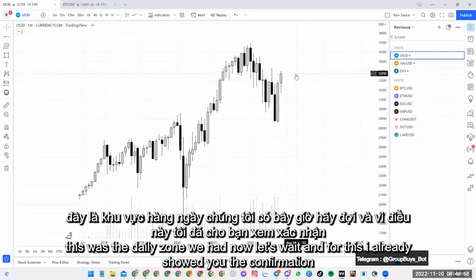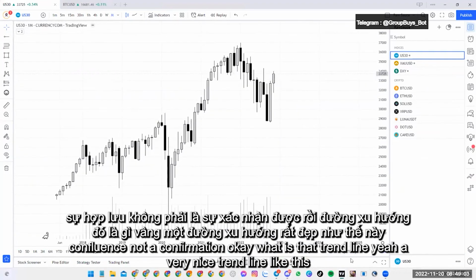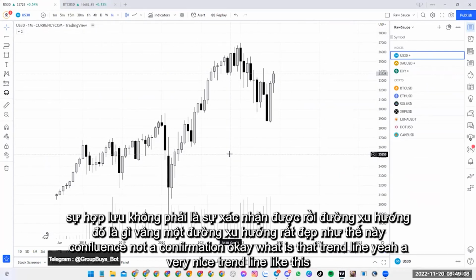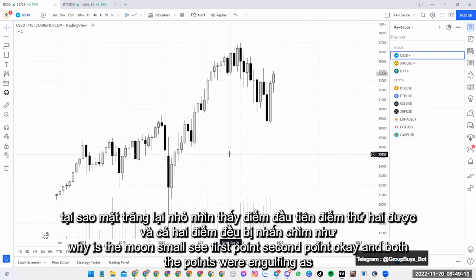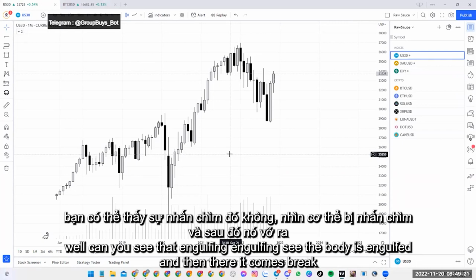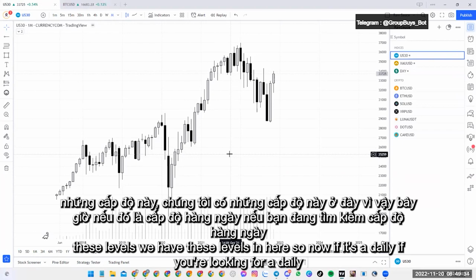Now let's wait. And for this, I already showed you the confluence, not a confirmation. What is that? Trend line. A very nice trend line like this. See, first point, second point. And both the points were engulfing as well. Can you see that? The body is engulfed. And then there it comes. Break. Then we are expecting it to retest. So there we go, we have these levels in here.